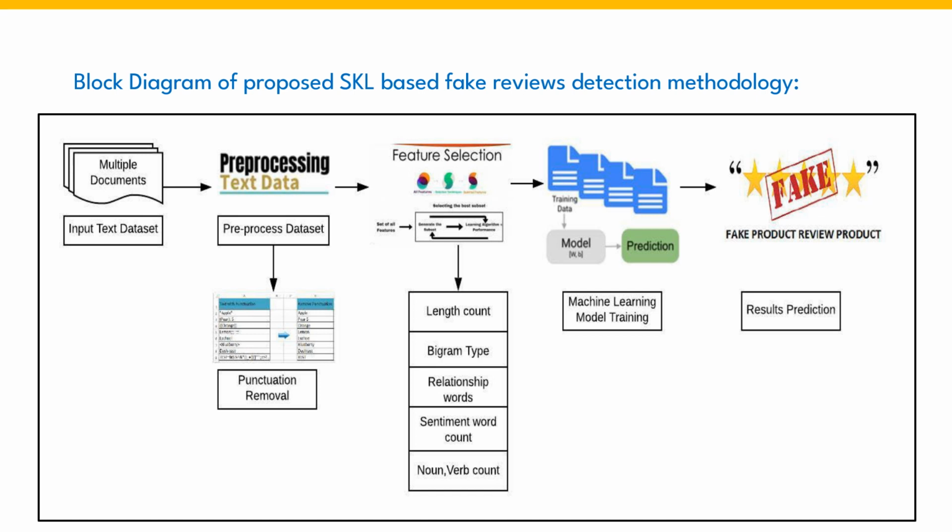After successfully removing the punctuation, the word count is calculated. Selecting the variables or identified attributes to construct an efficient model is called feature selection. The objective of this process is to achieve a higher level of accuracy. In our proposed method, feature selection is based on the following parameters such as length count, bigram type, relationship words, sentiment word counts, noun and verb count, etc.